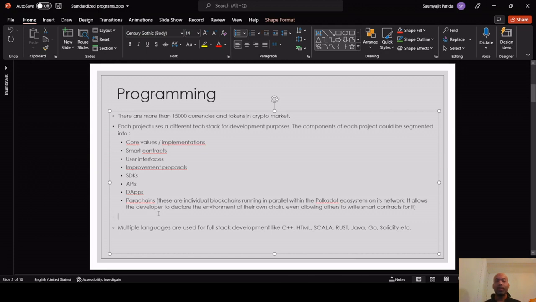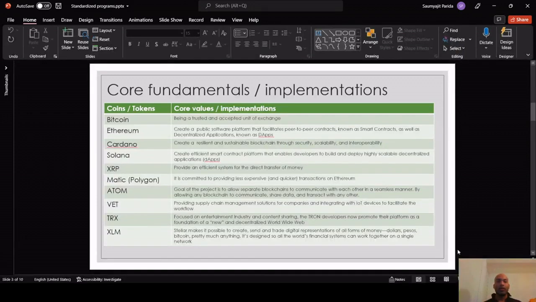Well, we can segment each project into 8 components. Multiple languages are used for full stack development, like C++, HTML, Scala, Solidity, Java, Go, etc. But is there a process to have a standardized structure of the programming language? Because many programmers have their own ideas, their own concepts of smart contracts. So, is there a common way out or not? That is what we are going to discuss.